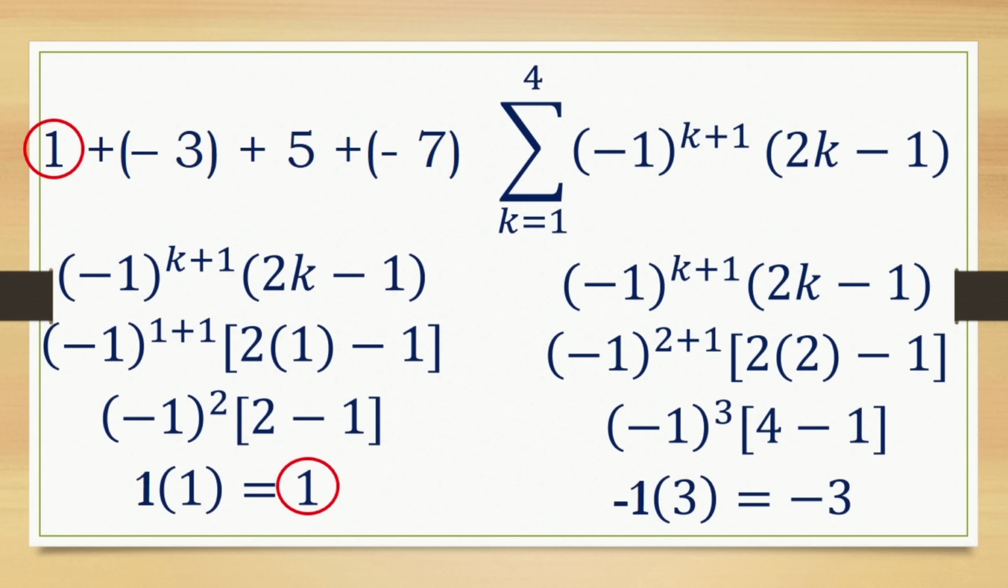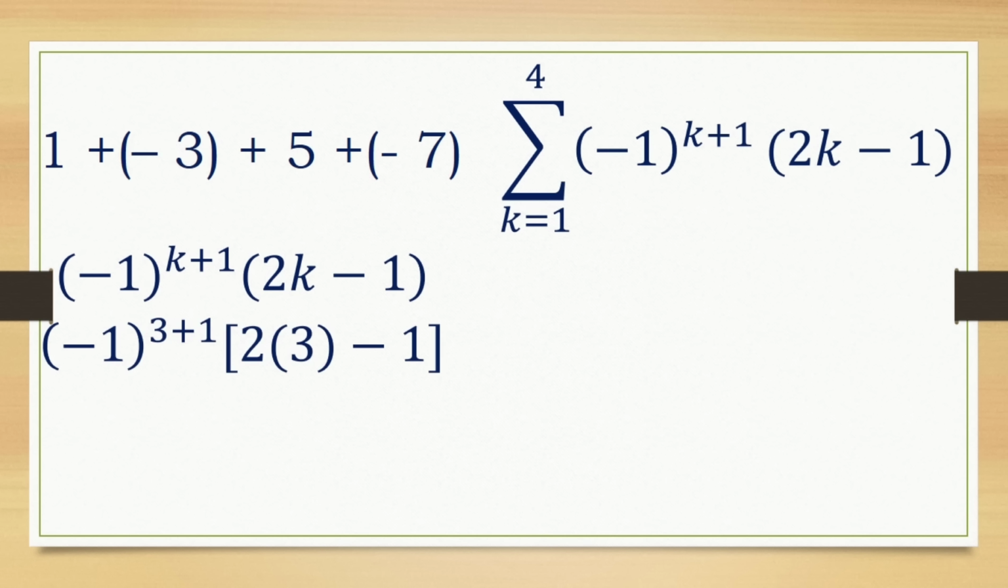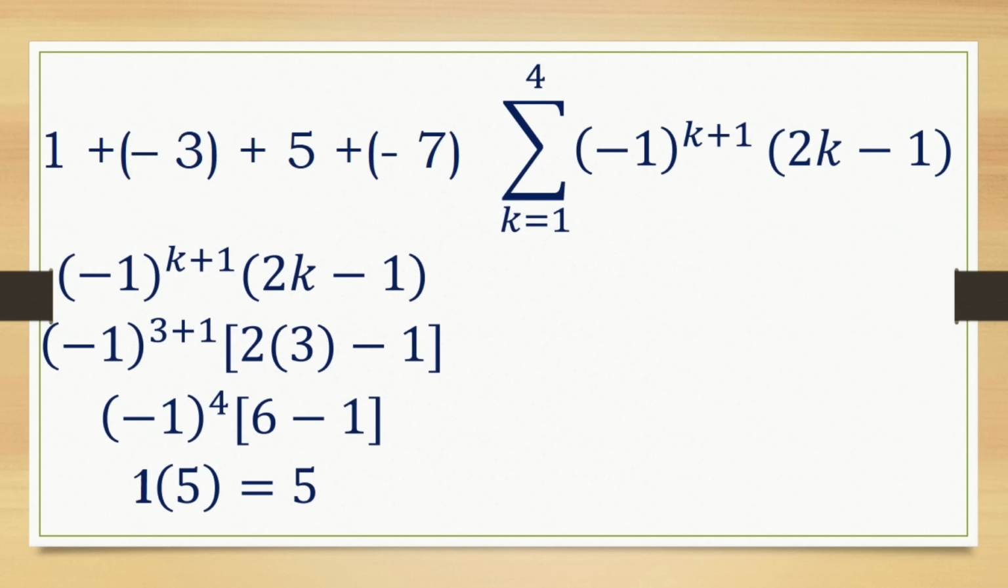So, again, since hanggang 4 siya, nasa 3 pa lang tayo. So, substitute natin si 3 sa k plus 1, and then 2k, magiging 2 times 3. So, we will have negative 1 raised to 4, and then 2 times 3, we have 6. Tapos, minus 1. So, negative 1 raised to 4 is positive 1, and then 6 minus 1 is 5. So, therefore, we will have 1 times 5 is equal to 5. And that is our third term.